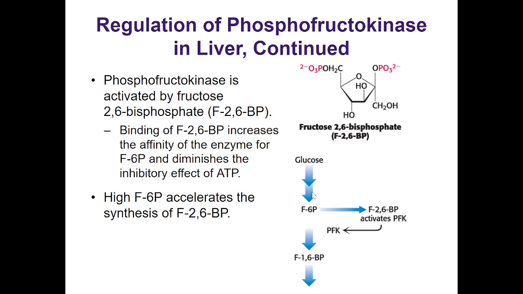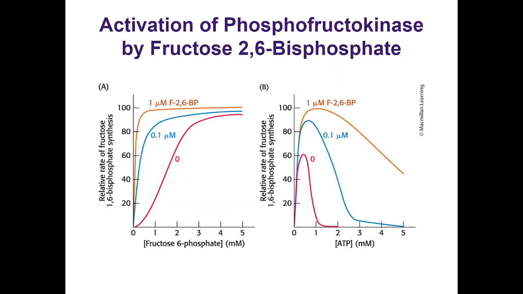The high F6P is going to accelerate the synthesis of F26BP. And again, that's that F26BP, in case you forgot. Okay, and so this is going to be some of the different activation curves that we've seen.